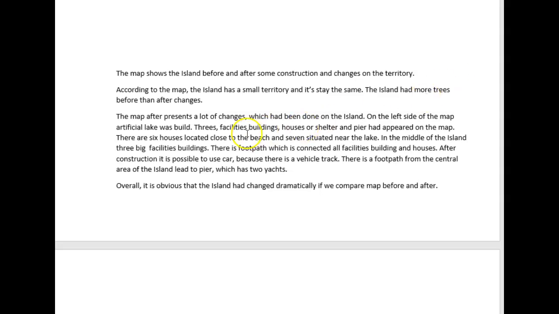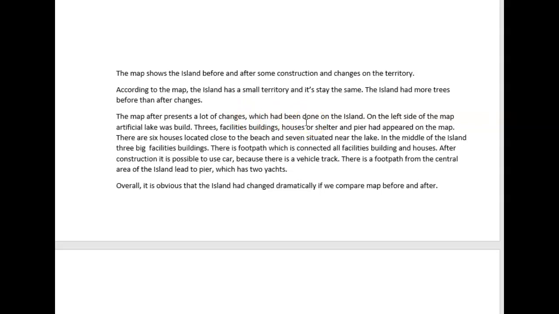The map after what? You should say after construction, after development would have been a good word here. So the map after, or the island after development, presents a lot of changes, no comma, which had been done to the island.